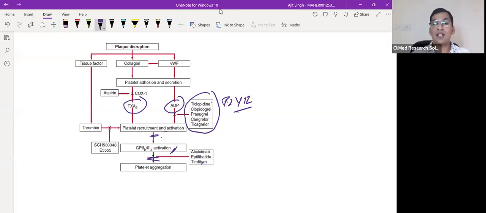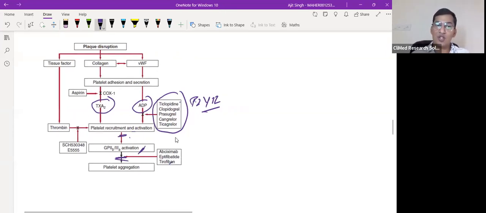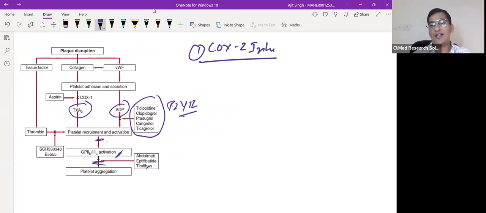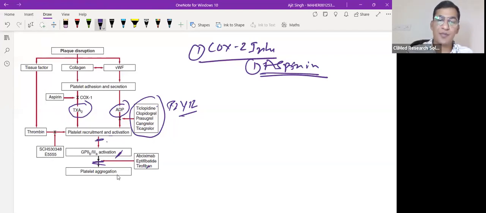Now my question here is, first thing, let's discuss COX inhibitors. There is only one drug, aspirin. Guys, tell me, what is the dose of aspirin? Tell me the dose of aspirin, everyone.